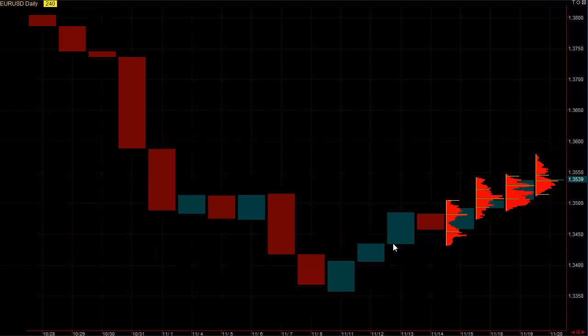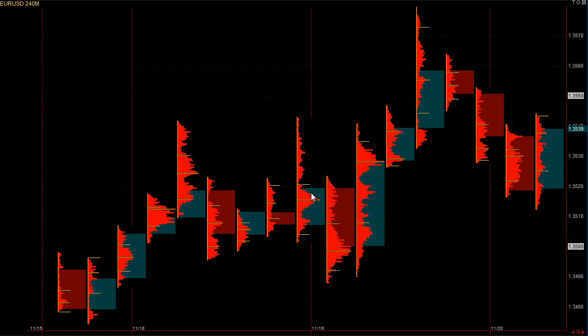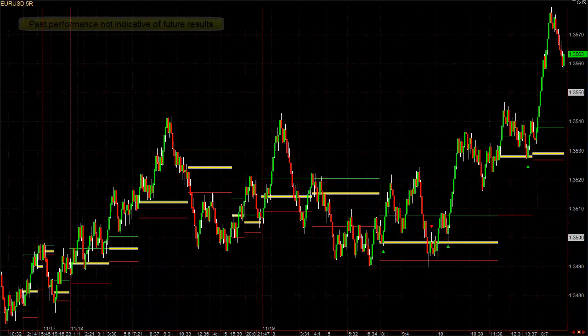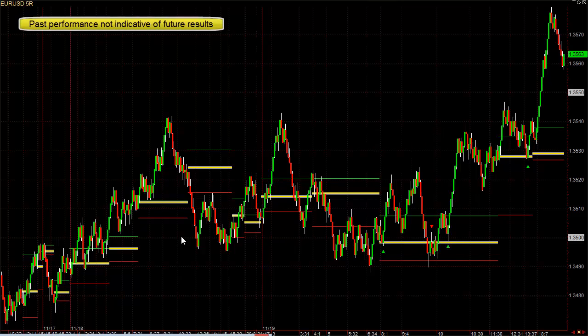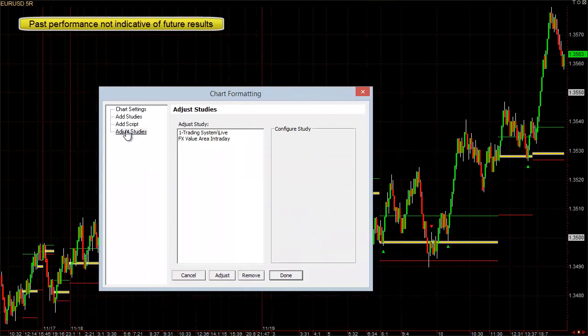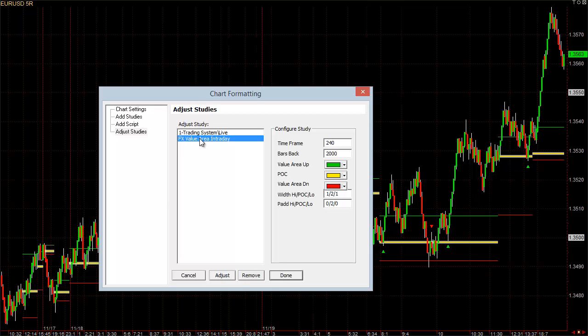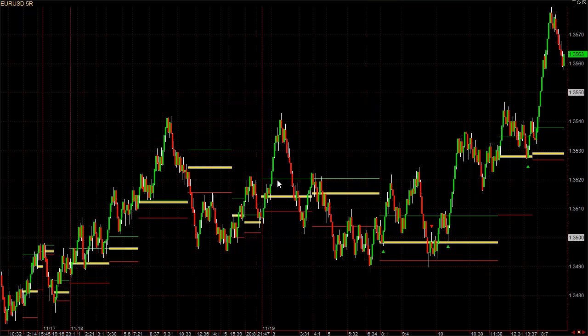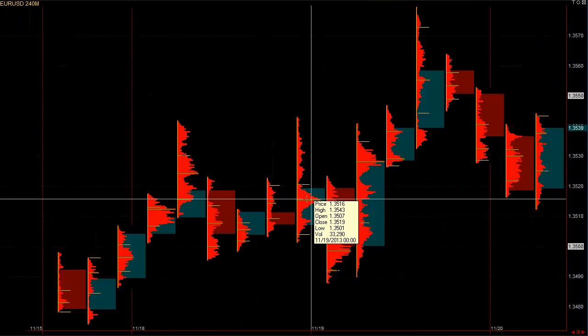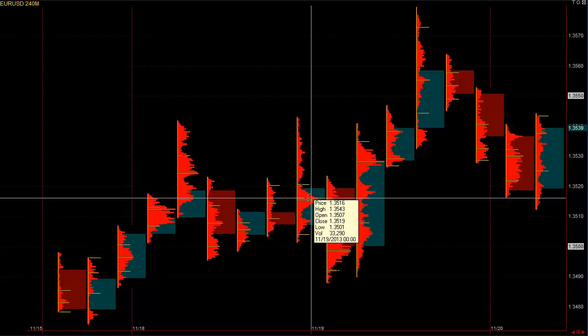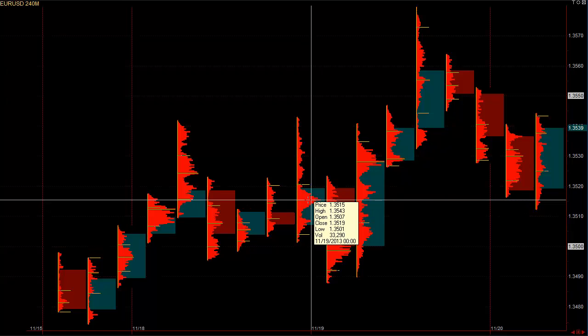Let's put this back to 240 minutes. We also allow you to see intraday time frame value areas on your chart. That's a study or script right here called FX value area intraday. That lets you see the previous 4-hour point of control and upper lower value area. So as soon as the 4-hour period ends, that point of control shows for the next period. For instance, yesterday, the first 4-hour bar of the day, you can see the value area is 1.3515.